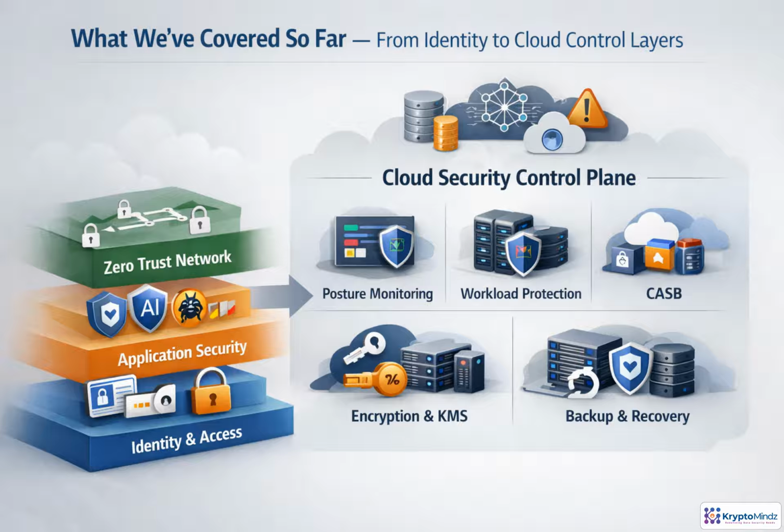We've built upward from identity and access through application and AI security into zero trust networking. Now we add the cloud control plane, posture monitoring, workload protection, CASB, encryption key management, and backup recovery. These controls help turn secure design into continuous assurance for AI systems running in cloud environments.